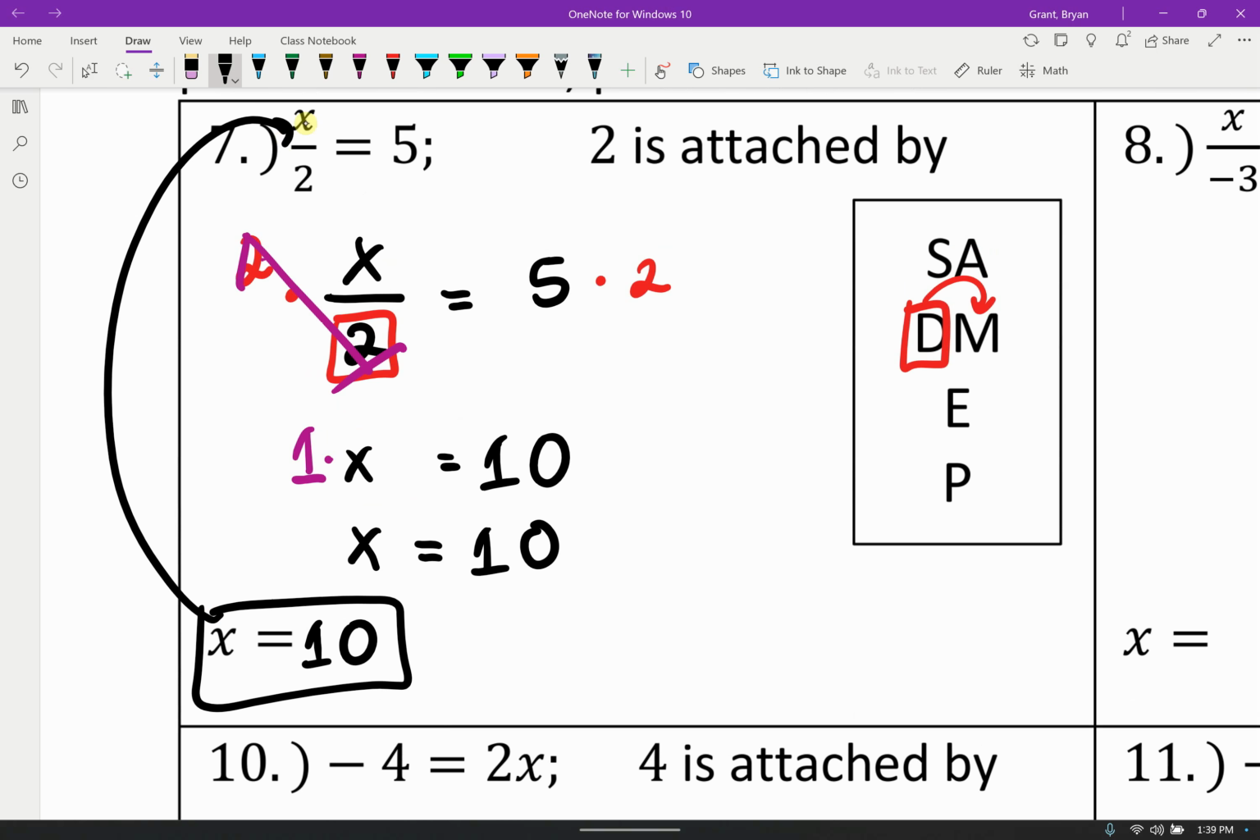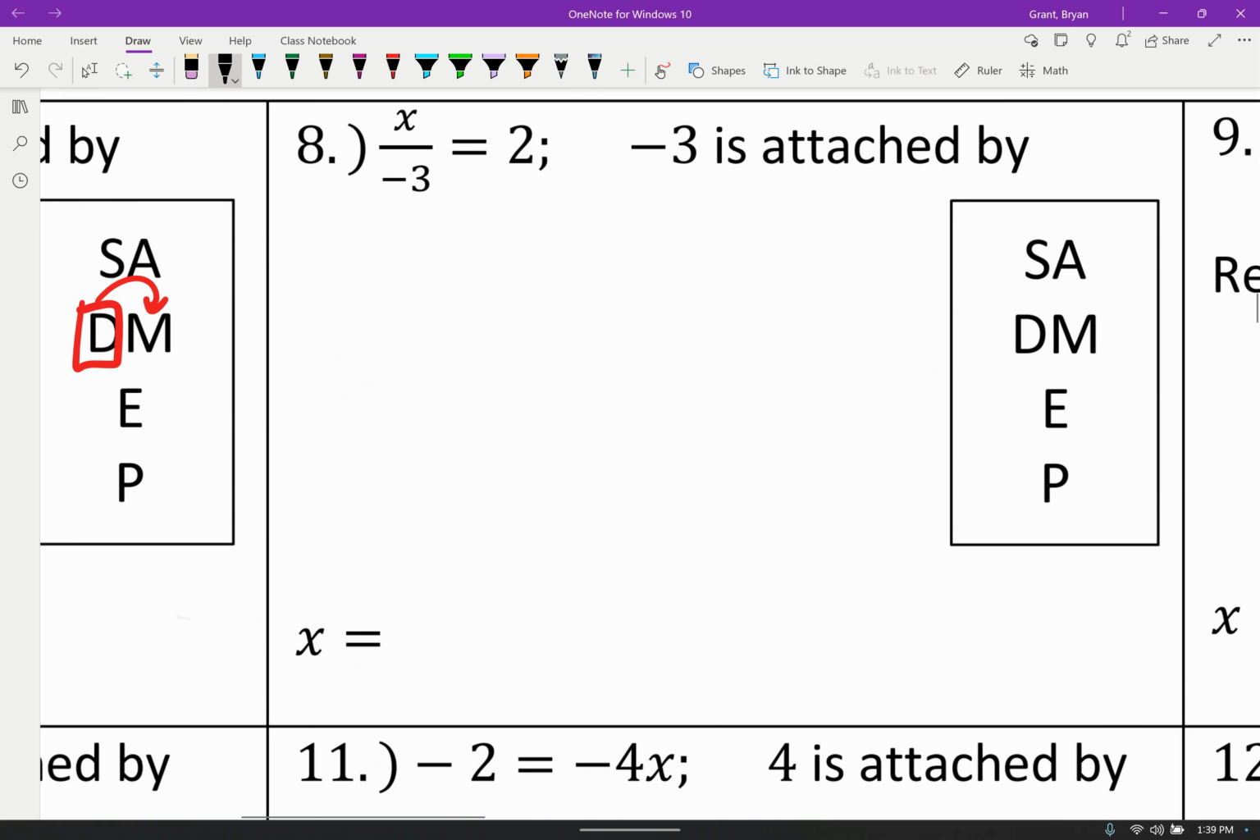And it makes sense if you think back to the problem. It was saying what divided by 2 is 5? 10 divided by 2 is 5. Easy enough. So a couple things to take away here. We undo division with multiplication. And with division and multiplication, we don't do the opposite sign. We do the same sign. If we see a positive 2, we use a positive 2.